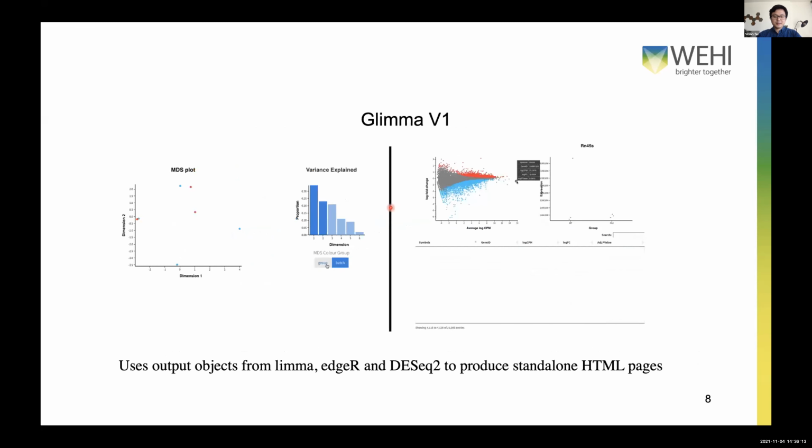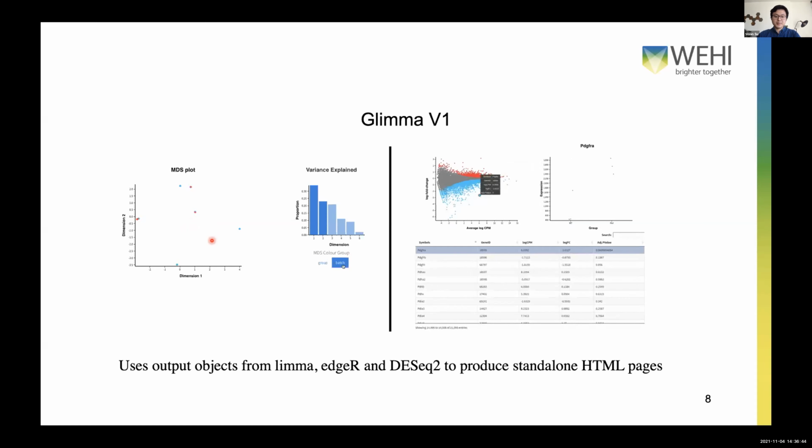And these are just some animations from the first version of Glimma showing the things that we do. So there's two main plots that we produce: an MDS plot, which is a multi-dimensional scaling plot, very much similar to a PCA plot and these days TSNE plots, where we have each sample as a point, and there's going to be separation based on the gene expression profile of those samples.